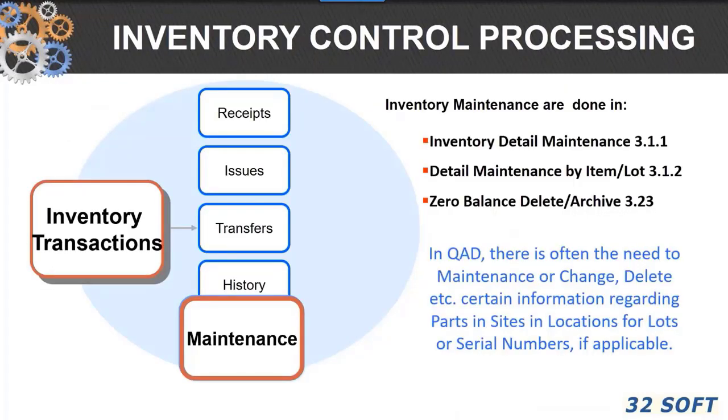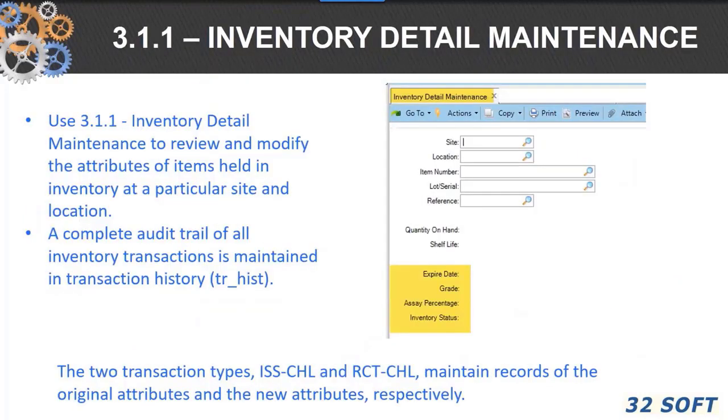Maintenance of inventory is sometimes required in QAD. You need to change, delete, add, modify, etc., lots, serial numbers, locations, etc. And you do this through the maintenance functions in inventory control. First is 3.1.1 inventory maintenance. This is used to review and modify attributes held in particular sites and locations. And you can see a complete transaction history of that by looking at the ISS-CHL and RCT-CSL. This is the before and after picture of what that particular lot site was changed to.